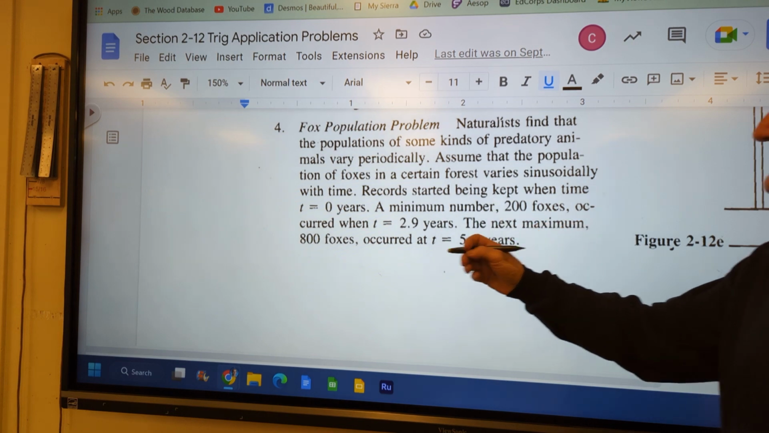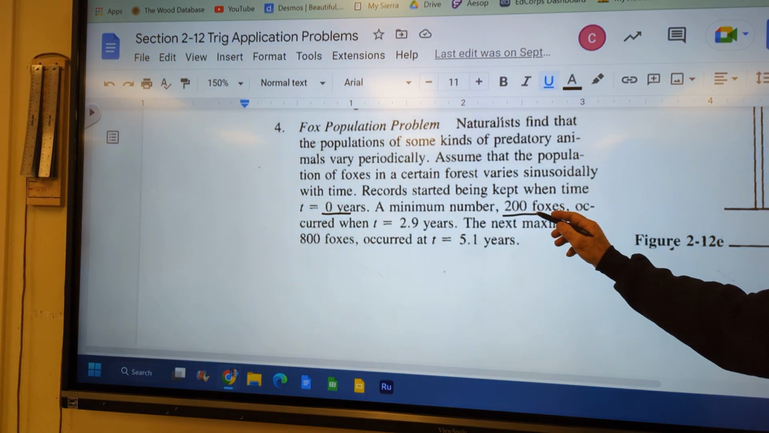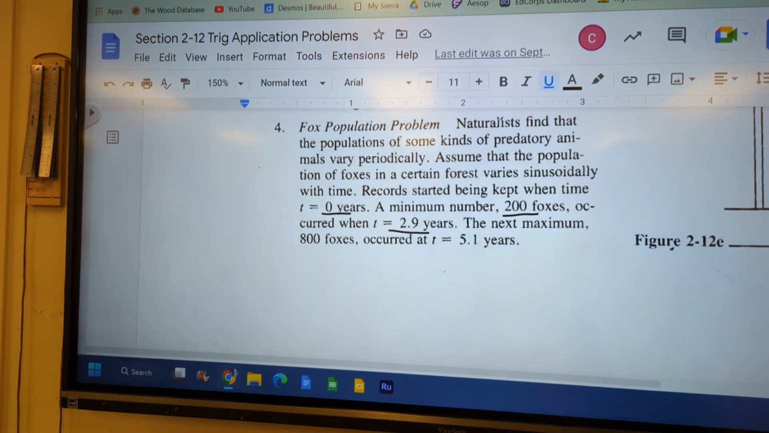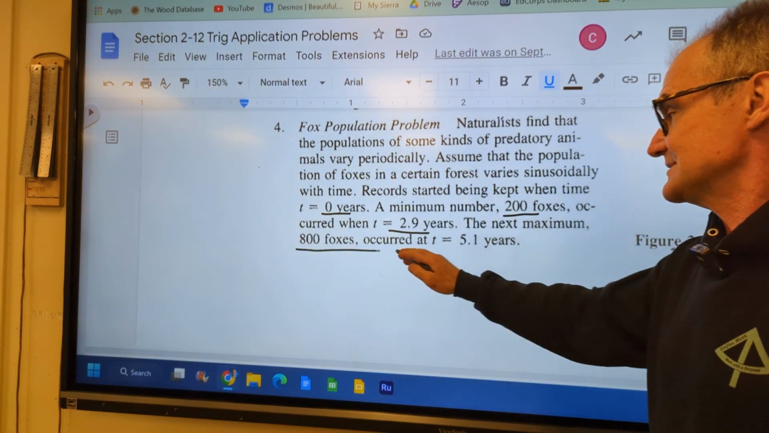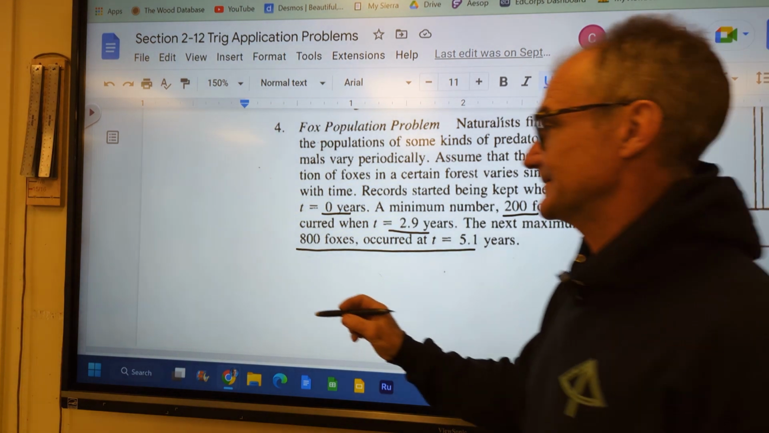First set of data is at t equals 0, a minimum number of 200 foxes. So I have one value there. When t is 2.9. The next maximum, 800 foxes, happens at 5.1. So I have two data points. So let's see if we can sketch that out.